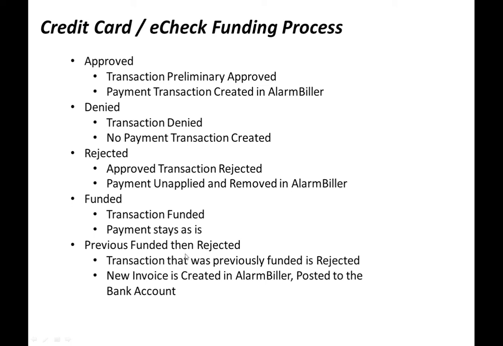And then the last one is the previously funded then rejected transaction. So you've already received the money, but now it's going to come back out of your account at a later date. So at this point, a new invoice will be created in AlarmBiller, and it will automatically be posted to your bank account. So it's going to use an item code that will automatically be sent to your bank account.